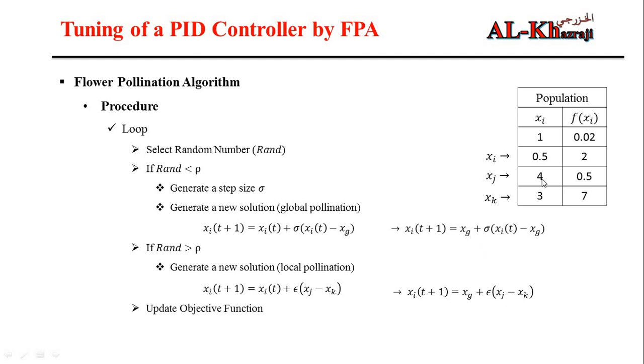Then you update the population and you update the objective function, and then you just perform the greedy selection, which is to select the new xg.